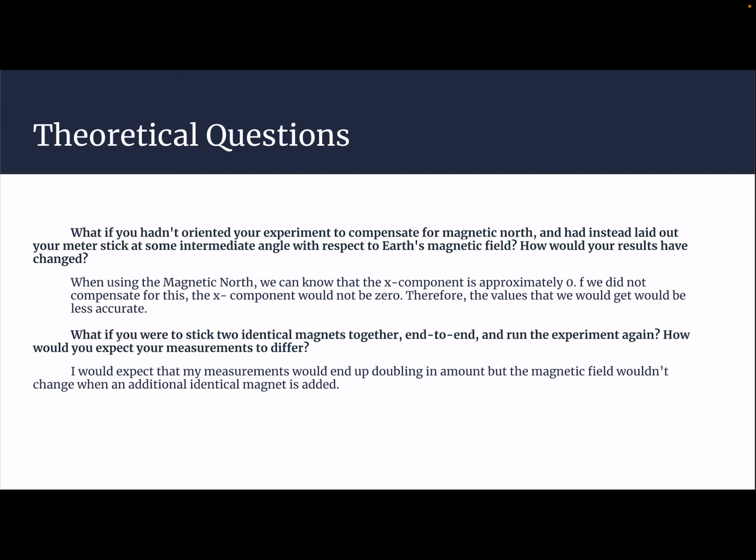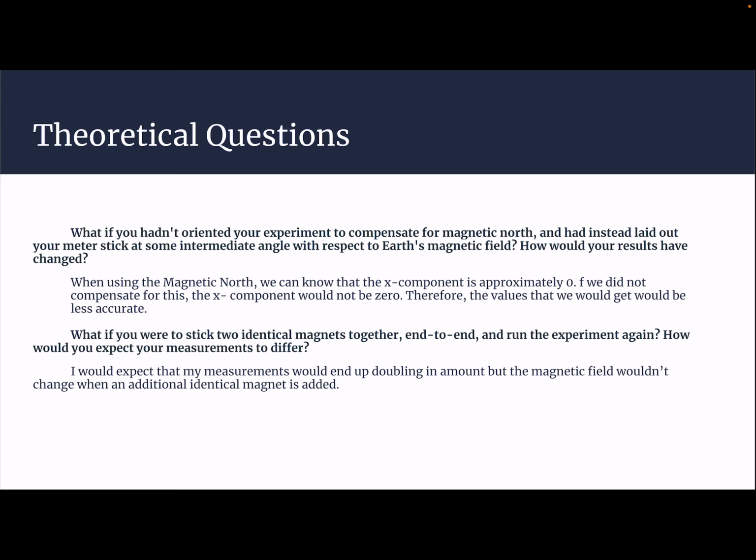When using the magnetic north, we can know that the x component is approximately 0, meaning that only one field would be measured. If we did not compensate for this, the x component would not be 0 and the results of the experiment would differ because we would be computing for a different x value of the Earth's magnetic field. Therefore, the values that we would get would be less accurate.